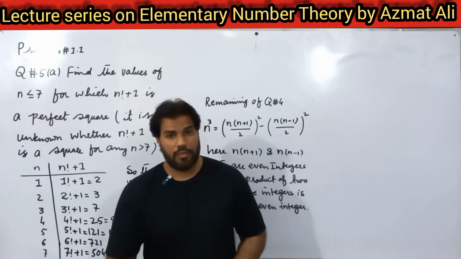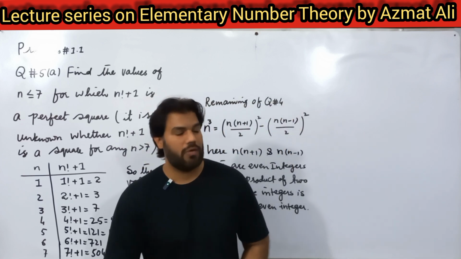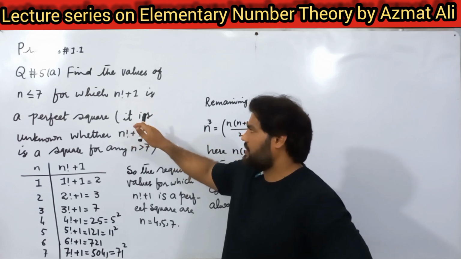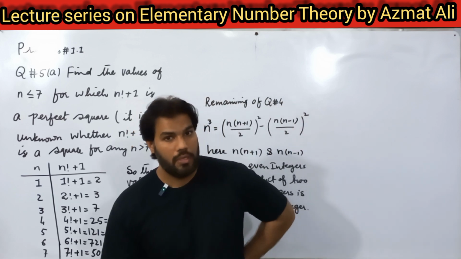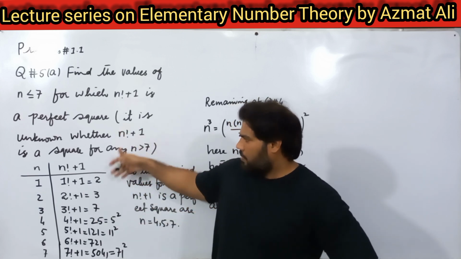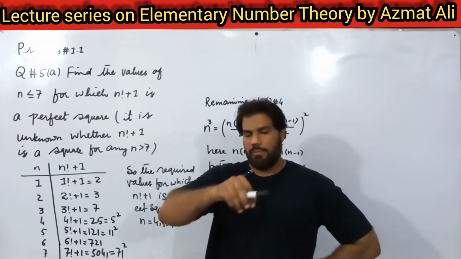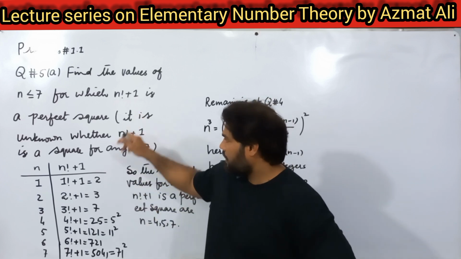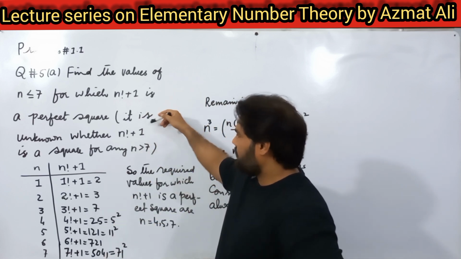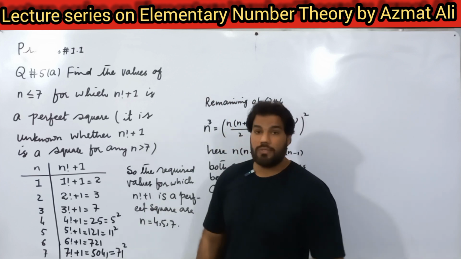For larger values of n, I do not prefer this technique. For example, if you have to find the values for which n factorial plus 1 is a perfect square when n is less than or equal to 100, this becomes very tedious, because you know n factorial is an increasing function. When you put a larger value, your answer will be larger. That's why in your textbook it is mentioned that it is unknown whether n factorial plus 1 is a square for any larger integer. So next we move towards question number 5b.